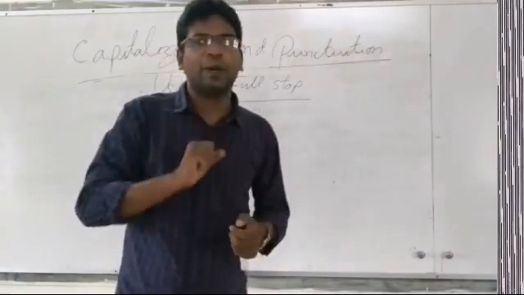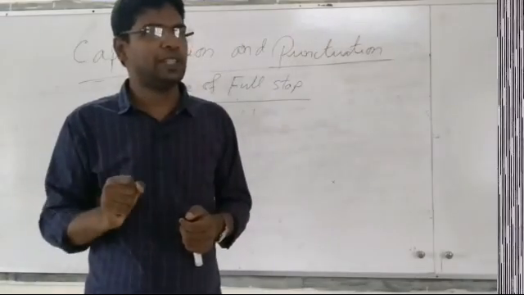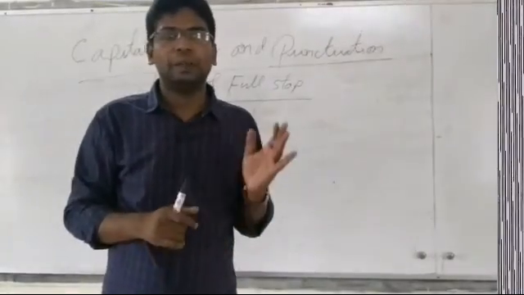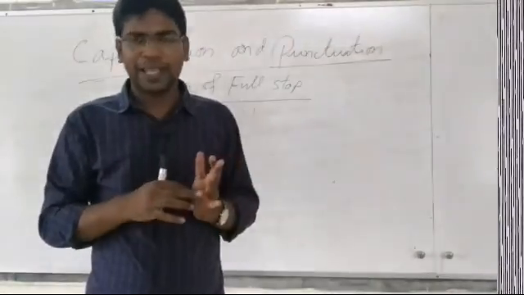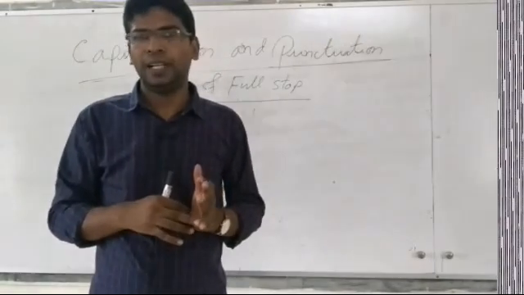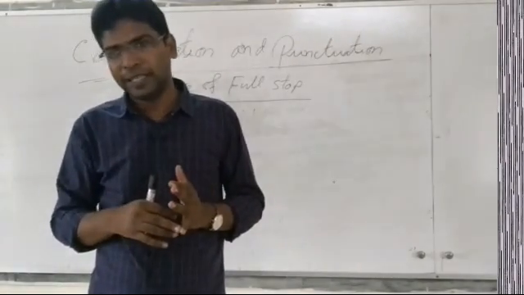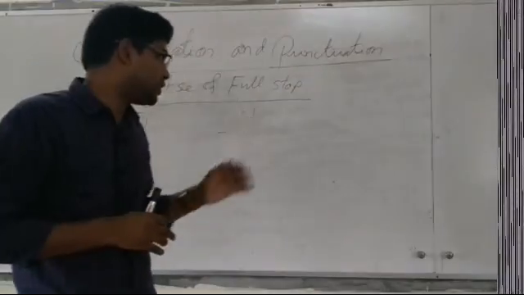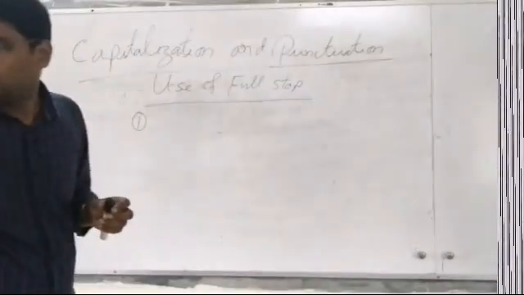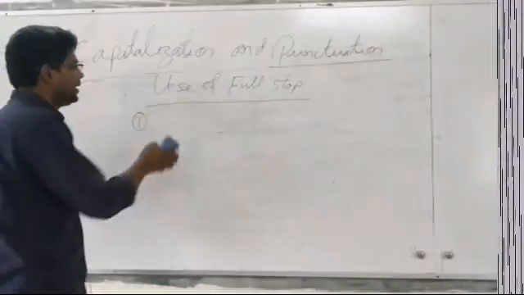We know that in Bangla we use the daari, but in case of English we can use full stop here. That means at the ending of the assertive sentence, imperative sentence and optative sentence we can use full stop. If I cite some examples, it will be very clear to you.